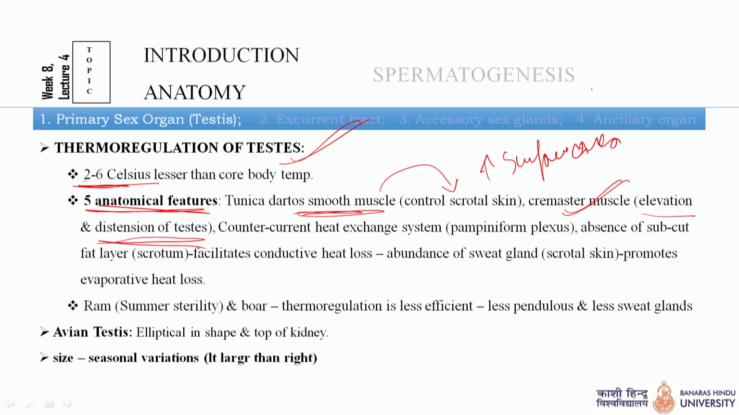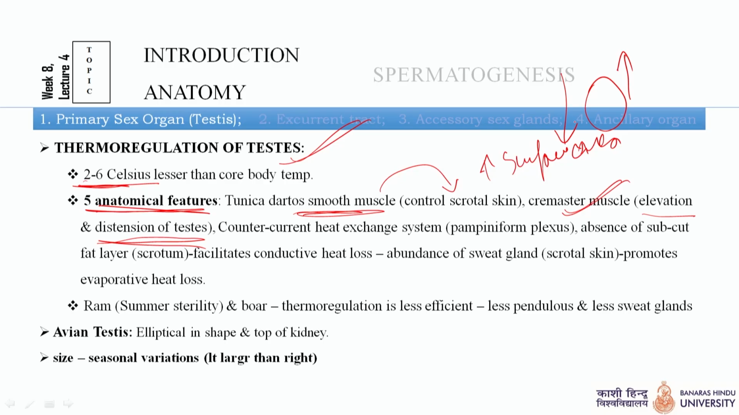That means the testis, the scrotum, will either come closer to the body or go away from the body. So during the winter season, the testis is located closer to the body because of the chill temperature in the environment, whereas in the summer it moves away from the body because of the higher environmental temperature, or you can say higher temperature of the body.